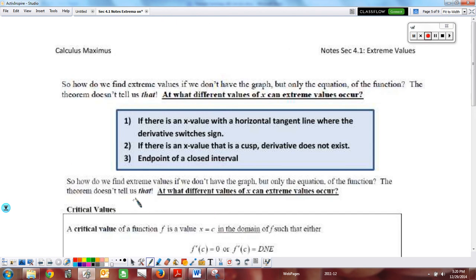Okay, so let's take a break at this point, and then we'll come back and we'll talk about our strategies, our techniques for if we have the equation of the function and we don't have a picture, how would we actually do that?